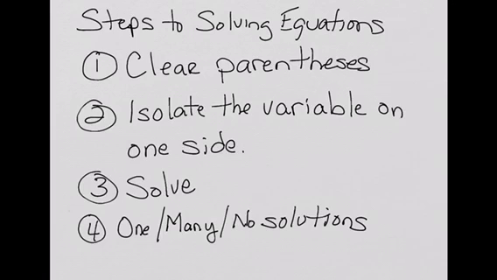Now, not all these steps are going to appear in every equation, but there are steps you can follow. First, you want to clear the parentheses, if there are any. Basically, that means you're going to have to do the distributive property. Second, isolate the variable onto one side of the equation. Now, it doesn't matter if you take it to the left or take it to the right, but you want all your x's on one side and all your numbers on the other side. Third, you solve the equation. Fourth, you have to figure out, is there one solution, many solutions, or are there no solutions to this equation?